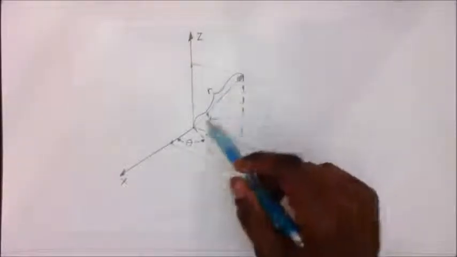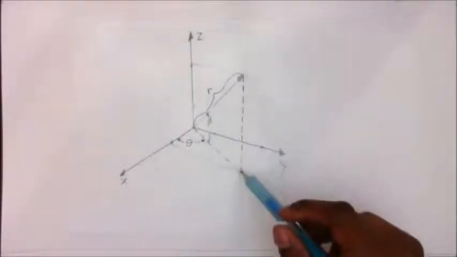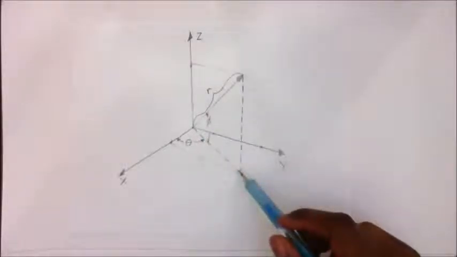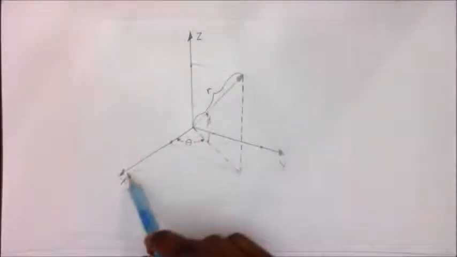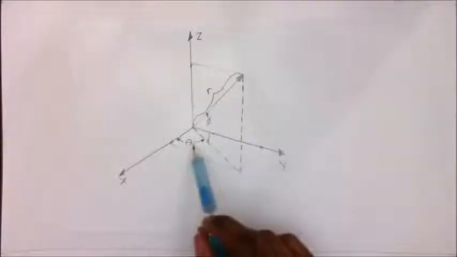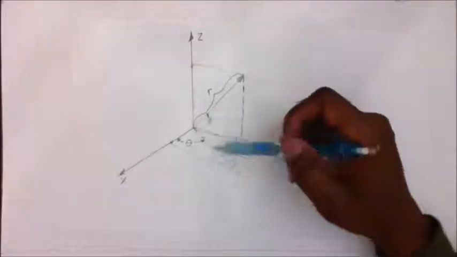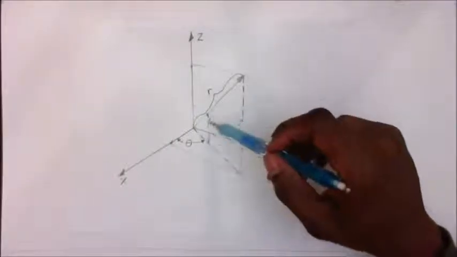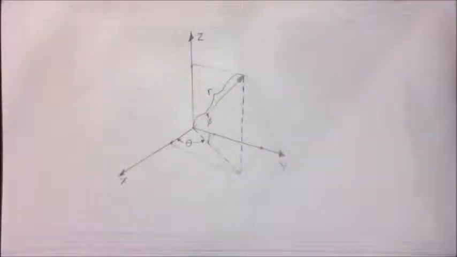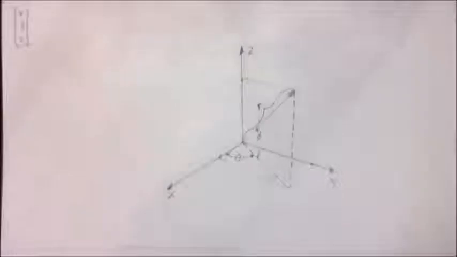It has a length of r, and if we were to draw a projection down from the vector onto the xy plane, then the angle between the x-axis and that projection, we can call that theta, and the angle between that projection on the xy plane and the vector itself, we can call that phi. And so now we can also depict the vector as x, y, z.